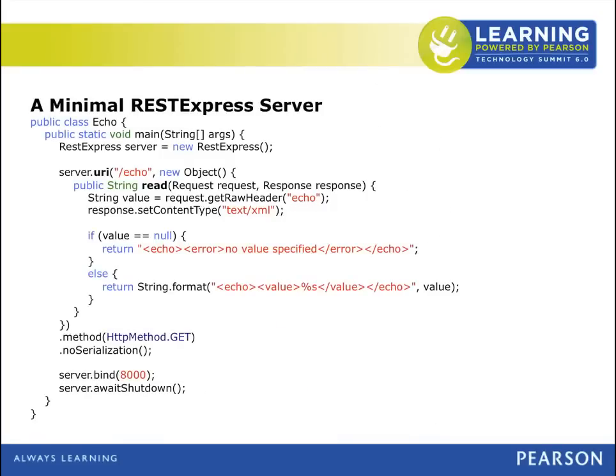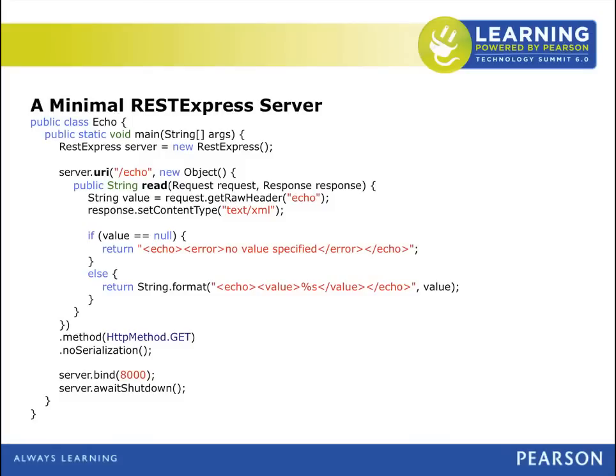Okay, so here's a minimal RESTExpress server, and what this does is an echo. If you've used Node.js, you might recognize it. This came out of a Node.js example that does echo, and so we have just Java stuff. We have a class here. We have a main that takes some arguments, which are ignored, by the way. So we create a new RESTExpress server, and here we give it a URL or URI that's /echo, and then we pass that a controller that's going to handle the request.